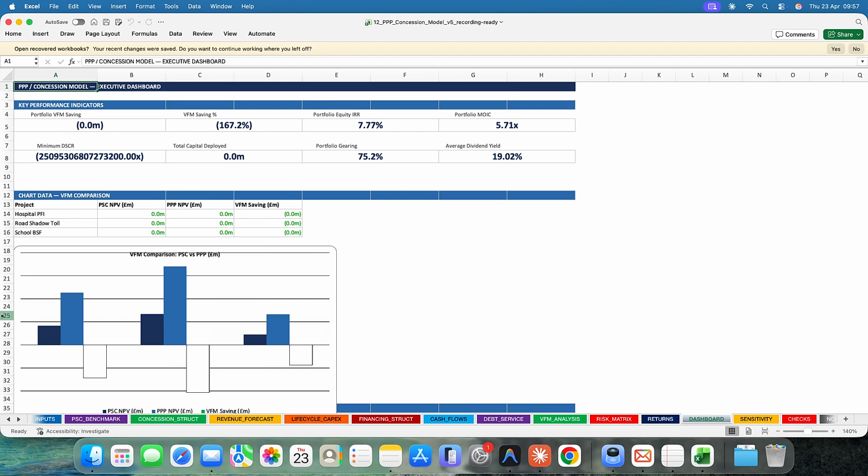Honestly, PPP modeling is a specialist discipline, and most off-the-shelf templates don't get it right. Use this instead. Proper concession structure. Lifecycle built in. PSC and VFM alongside.